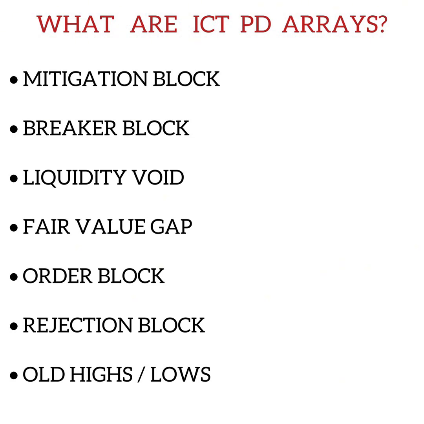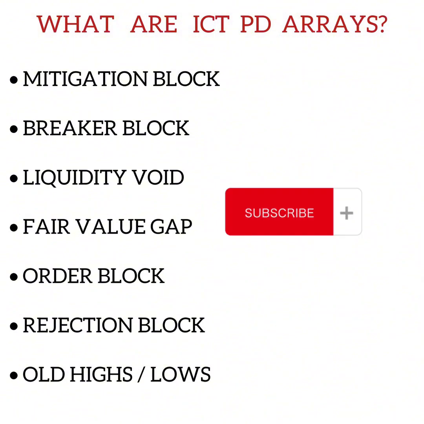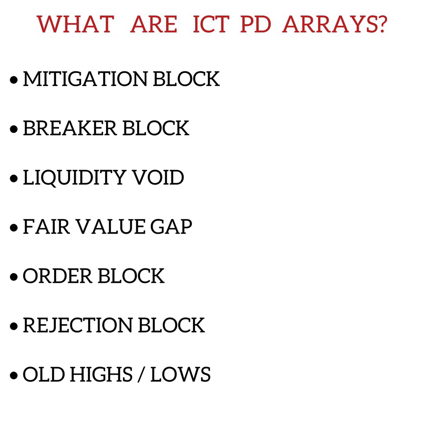They are 7 in number and arranged by the order of hierarchy, which means when we see each one on the price charts, they respect each other depending on which is first and which is second. As displayed on your screen, the strongest is the mitigation block, followed by the breaker block, the liquidity void, the fair value gap, the order block, the rejection block, and the old highs and old lows. This we will look into subsequently.